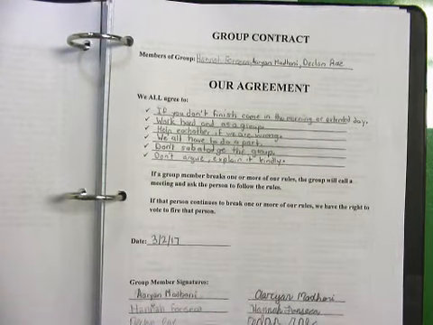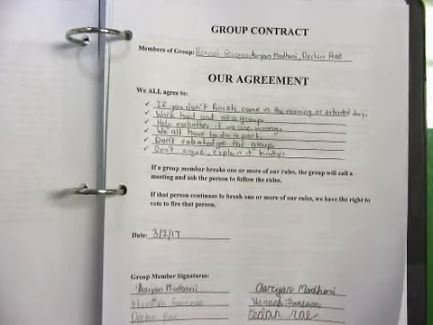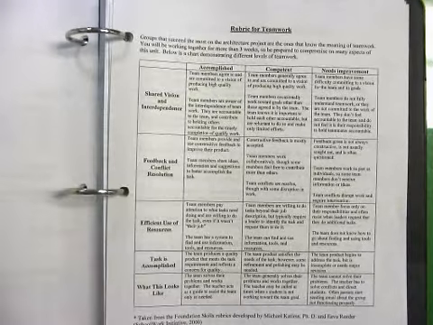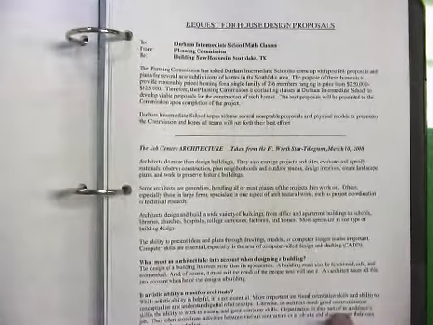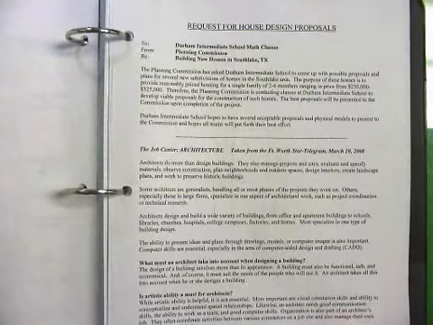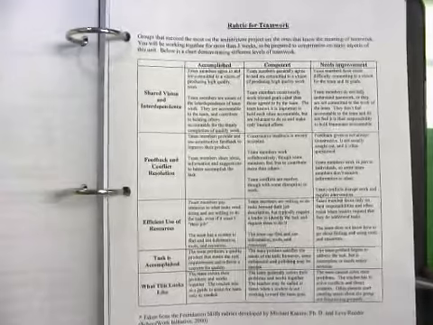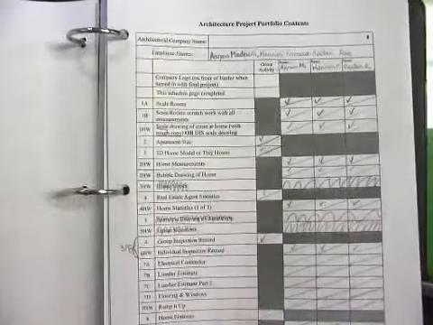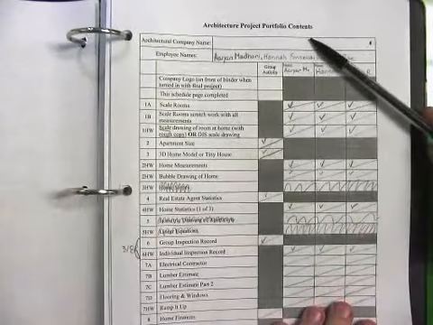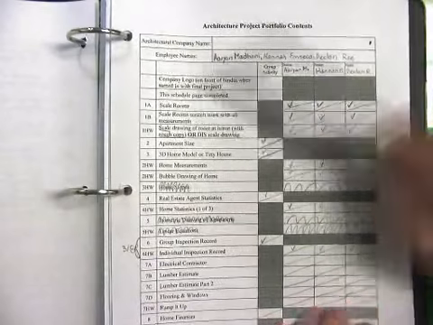We have our group contract that has been signed, our rubric, request for house design proposals page, and now we get into the table of contents. Okay, so the first thing says 1A, scale rooms.